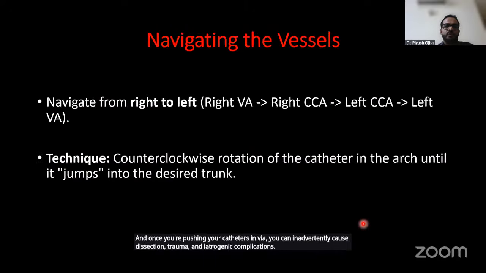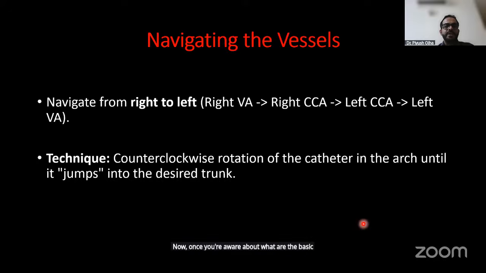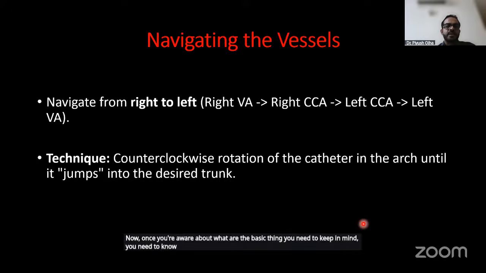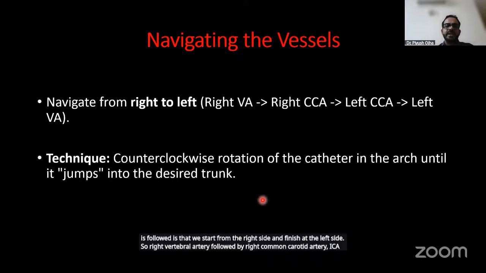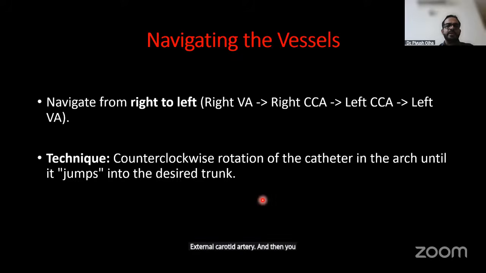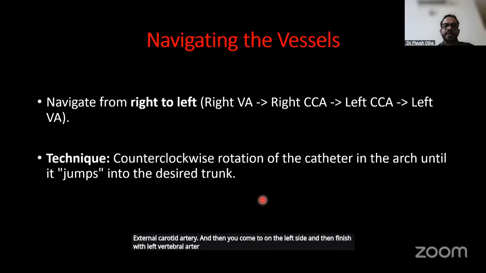Now, once you're aware of the basic things you need to keep in mind, you need to know how to navigate the vessels. The usual protocol is that we start from the right side and finish at the left side. So right vertebral artery, followed by right common carotid artery, ICA, external carotid artery, and then you come to the left side and finish with the left vertebral artery. Although it is not compulsory, if you're looking for a specific pathology, or doing a check angiogram of a particular vessel, you can directly go into that particular vessel that you want to cannulate and look at.